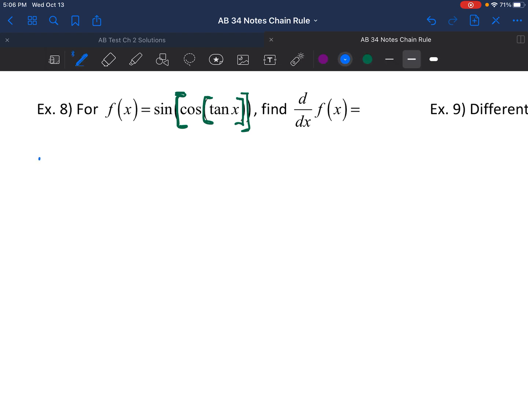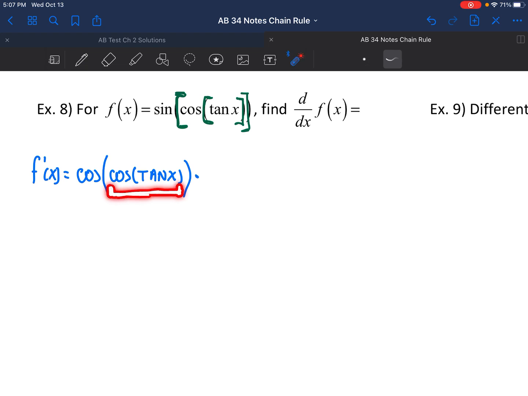So f prime of x, derivative of the outside. The derivative of sine, we know, is cosine. Keep the interior exactly the same, multiplied by the derivative of the interior. My next function inside is going to be cosine. The derivative of cosine is going to be negative sine. Keep the inside of that the same, multiplied by the derivative of the inside of that function. The derivative of tangent is secant squared.